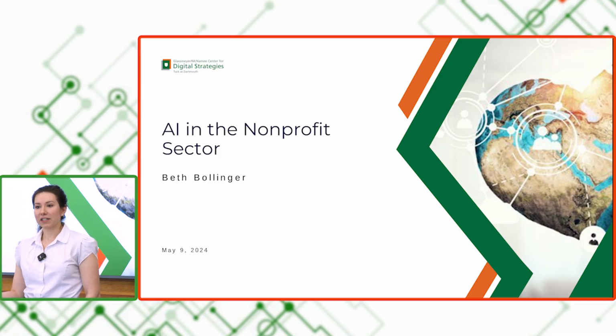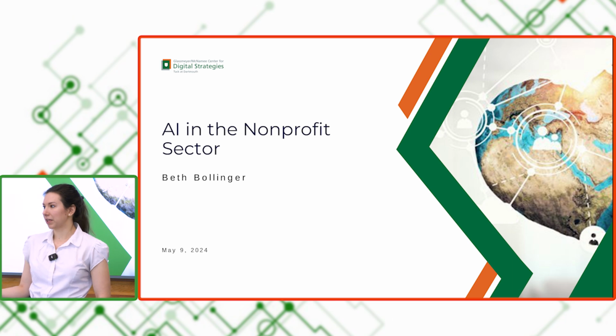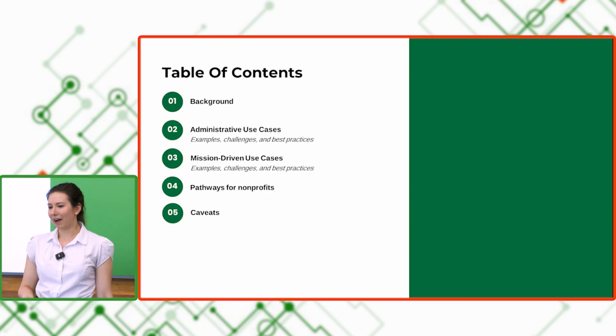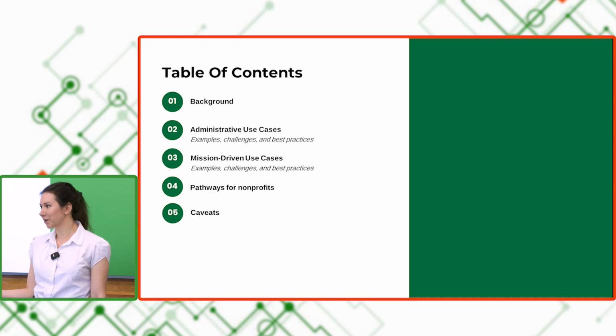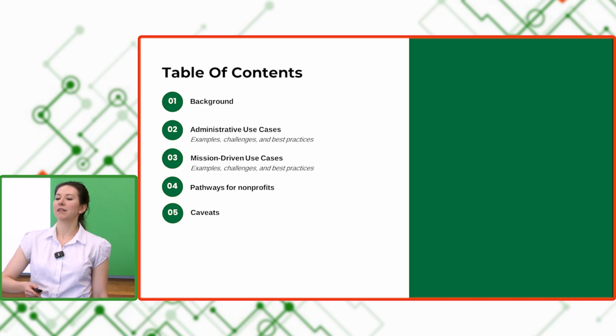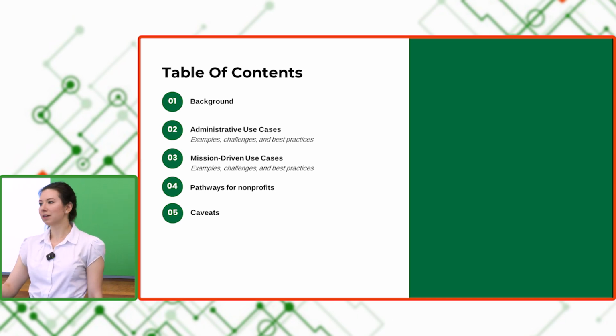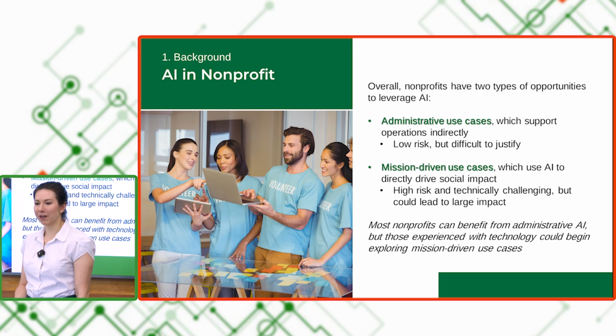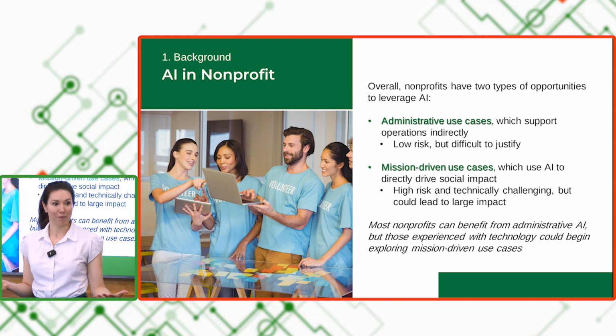But there are some nonprofits out there that are doing some really incredible things with AI. And so here we're going to try to learn from them. I've broken it out into two main use cases. So we're going to go over the framework a little bit, then talk about administrative use cases, mission-driven use cases of AI, pathways for nonprofits to begin incorporating this into their organization, and then just a couple caveats to bear in mind. So first, we're going to talk about the framework.